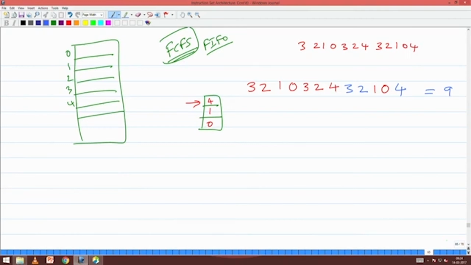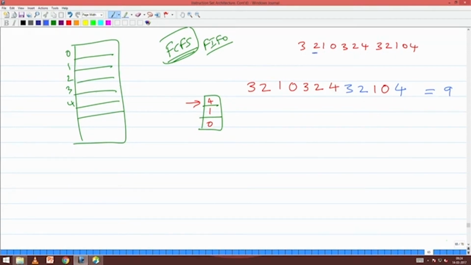9 page faults it has cost, right? So this is the page access sequence. The program started executing from page 3. It executed a lot of instructions in page 3, then it started accessing page 2. It is not that this instruction is in page 3 and the next instruction is in page 2.